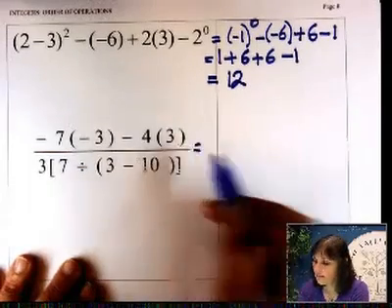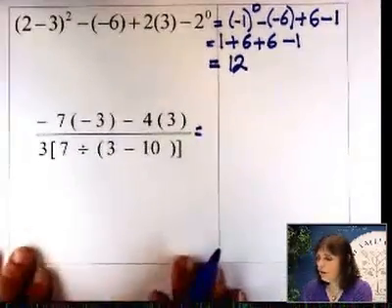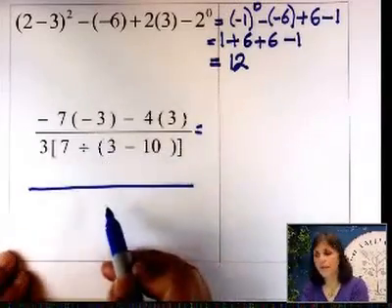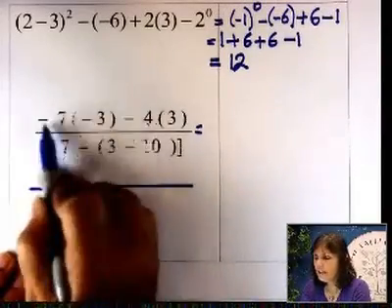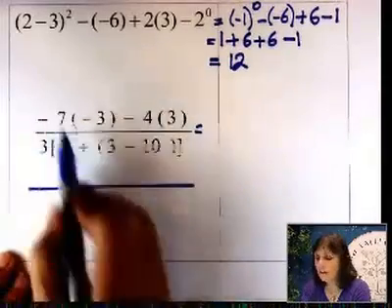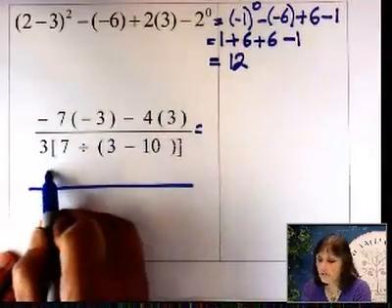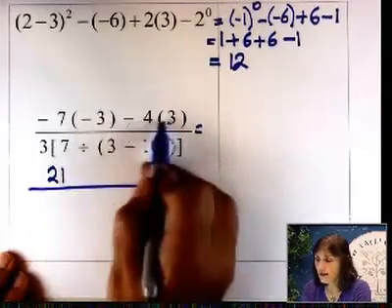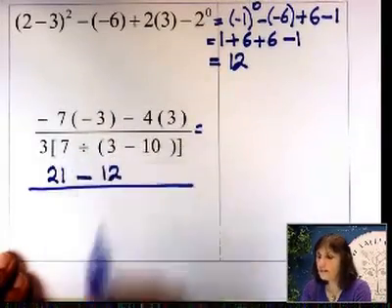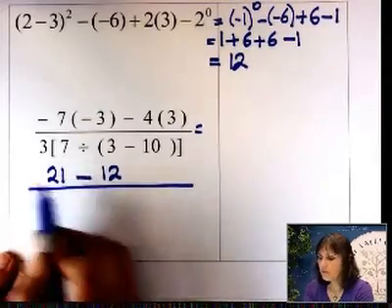Now, something with the grouping symbol, I need to tackle the left and the right, top and bottom separately. Now, this one has a multiplication. So let's multiply and tackle the top. Negative 7, negative 3, that's positive 21. And this one is negative 3 times 4, 12. That's the top. Let's look at the bottom.